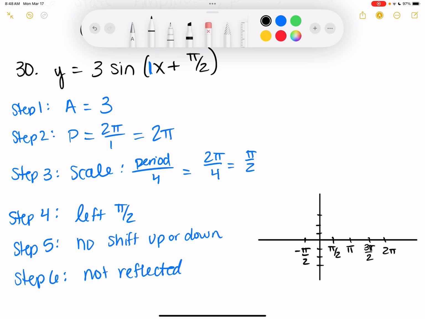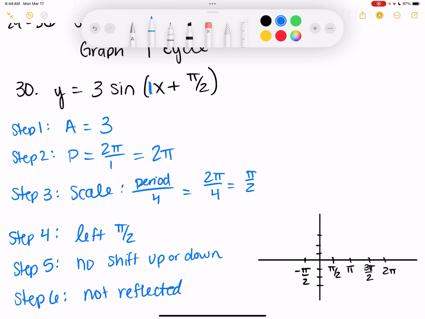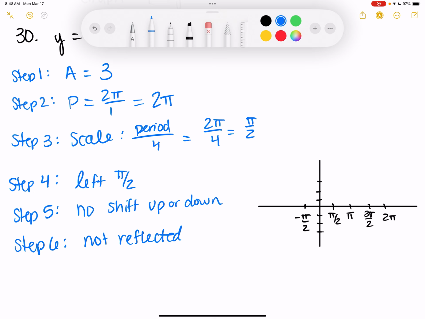But that's not happening, so I'm good to go. So earlier we said sine starts at 0. The first thing I will always do is graph this as if there are no shifts happening at all. So if this was just these first 3 steps and nothing else, I will always graph it that way first. So it starts at 0.